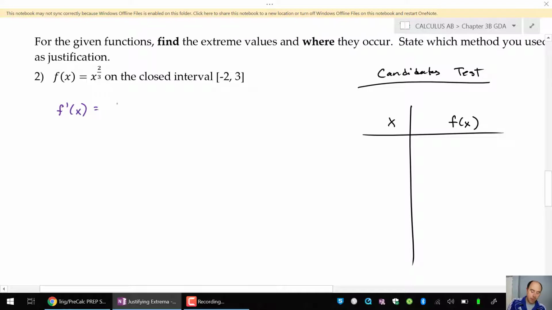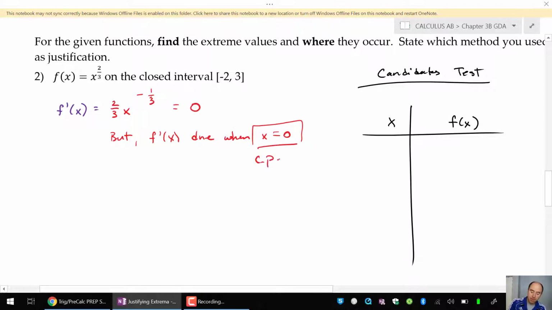So let's find the derivative. 2/3 x to the power of -1/3. Now, where does that equal 0? Well, it's really never going to equal 0 because I'm dealing with an exponential function. So does that mean that there's no critical point? Not exactly. Because, remember, critical points also occur when the derivative doesn't exist. And f prime of x will not exist when x equals 0 because you can't take 0 and raise it to the power of a negative exponent. All right, there's my critical point. I'll put CP for critical point.